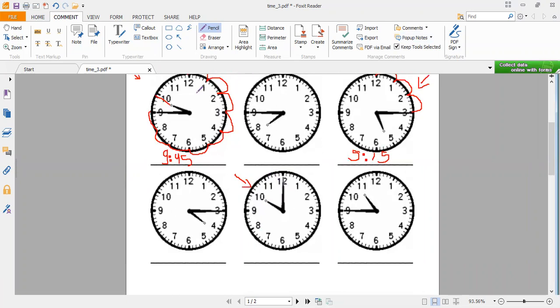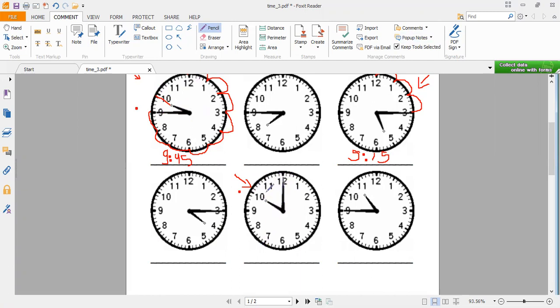Okay, let's try to answer this one. What's the difference between this one and this one? Yeah, this is 9 and 45. It didn't reach 10 yet. The hour hand didn't reach 10 exactly, and the minute hand didn't reach 12. That means it's not 10 yet. Okay, how can we know? It will be 10 like this if the hour hand is on 10 exactly and the minute hand points to 12.